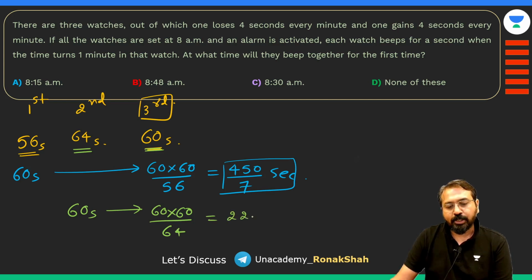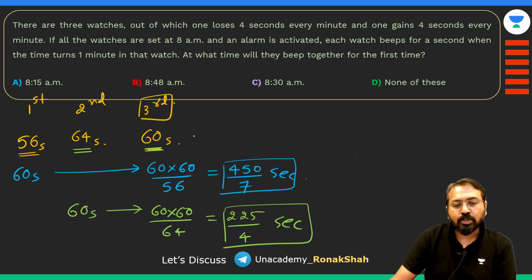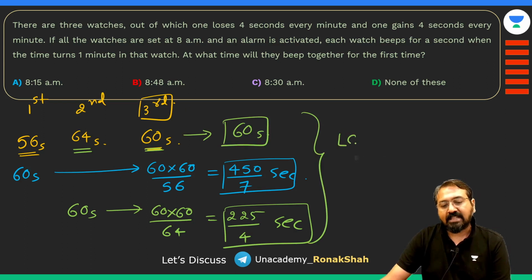So this will come out to be 225 by 4 seconds. So the second watch beeps after every 225 by 4 seconds, and we know the third watch, which is the normal watch, keeps beeping after every 60 seconds. So all three will beep at a time which is the LCM of these numbers.